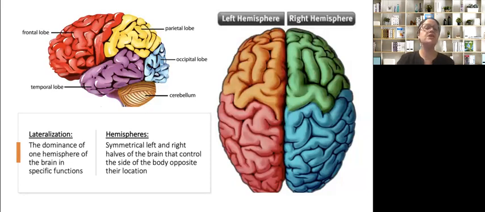Whereas behaviors not involving language, so things like understanding spatial relationships, music or art expression, recognition of patterns, are going to produce activity in the right side of the brain. Okay, so when you engage in those behaviors, we're likely to see activity on the right side of the brain. That's what we mean when we're referring to lateralization: certain parts of the brain are more active when you're engaging in certain behaviors.